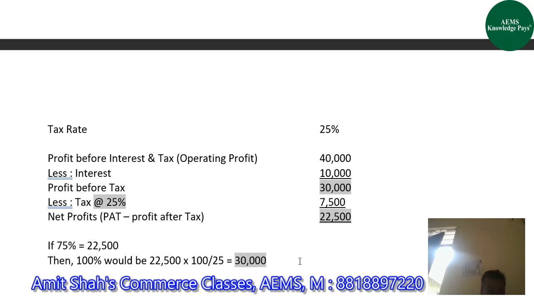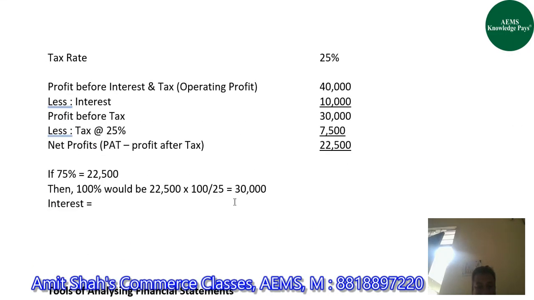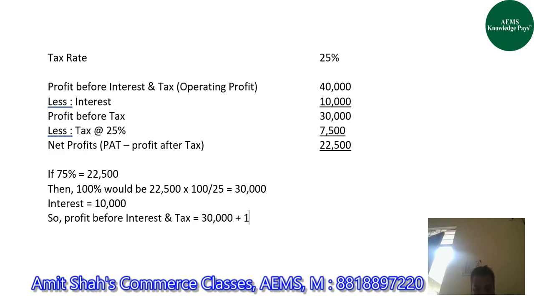Have you got this, guys, or not? And to this, we will add interest. And interest is how much? For interest, we would be given information as it is given here. The loan or the debentures that we have issued are of rupees 30,000, which carries interest at the rate of 10% per annum. So annual interest would be 3,000. So here also we would be given information about interest, which is 10,000. I have taken this 10,000 from here only. So profit before interest and tax is 30,000 plus 10,000. That is profit before tax plus annual interest. That is 40,000. So this is how we reached here.